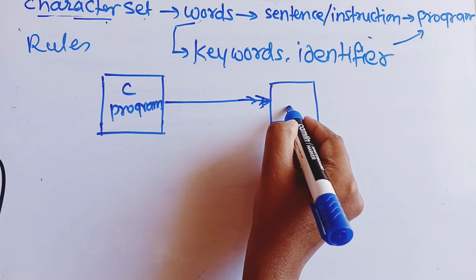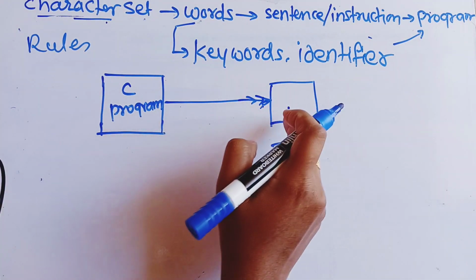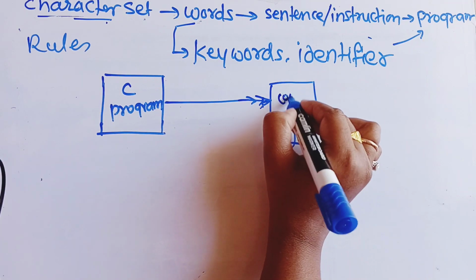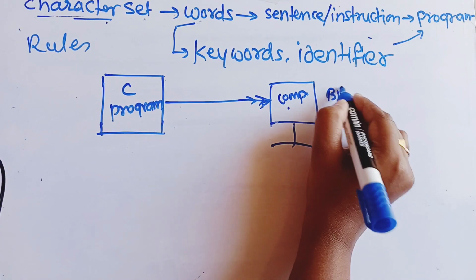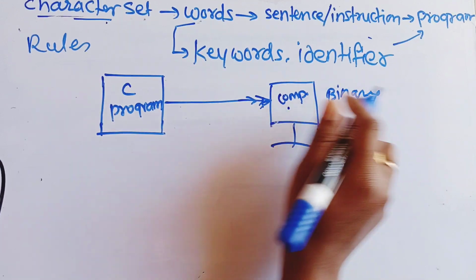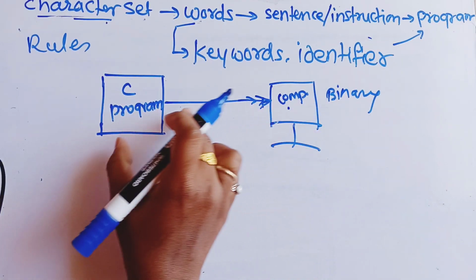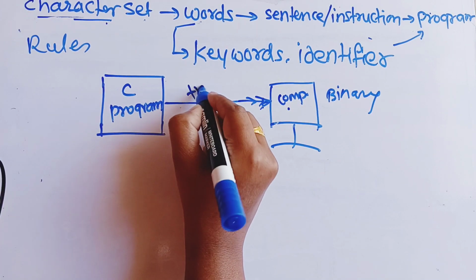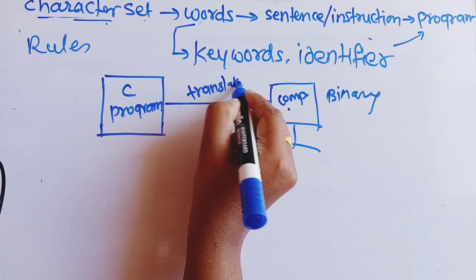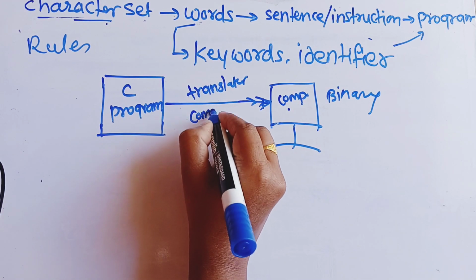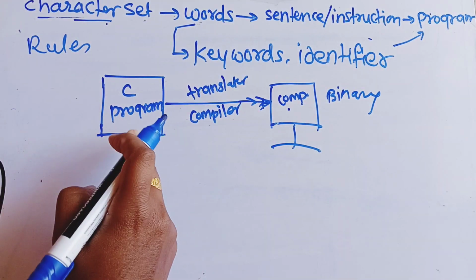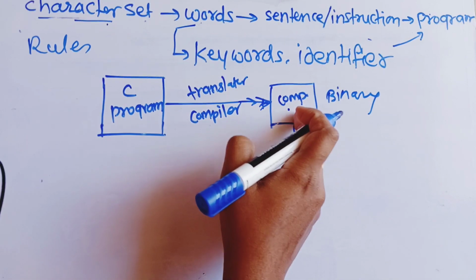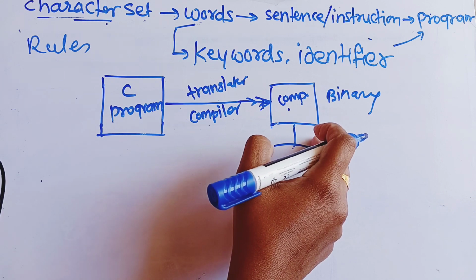In order to execute this, the computer should understand the C program, but the computer cannot understand a C program because a computer can understand only binary language. So in order to understand this C program, first of all the program is converted into binary by a translator. That translator in C is called a compiler. So first the C program is converted into a binary program, and now the binary program is executed on a computer.